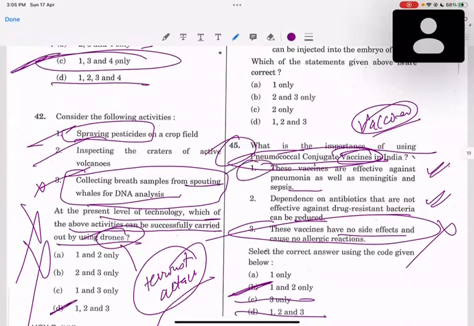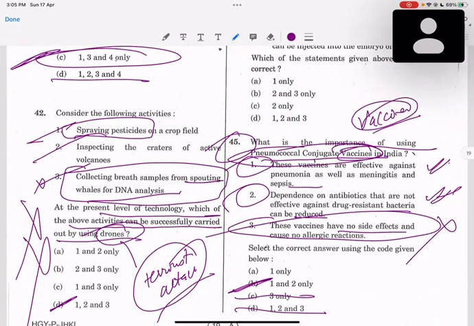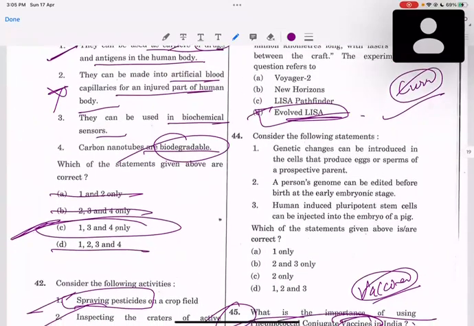Even if you were not aware of the first and second, we know it is in the news because of antibiotics. What is happening? Vaccine effectiveness is decreasing. This we know, and the third we know is absolutely wrong. So through that also we can attempt this question. This question should have been attempted by all of you.